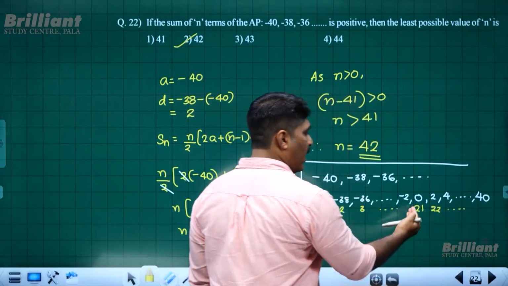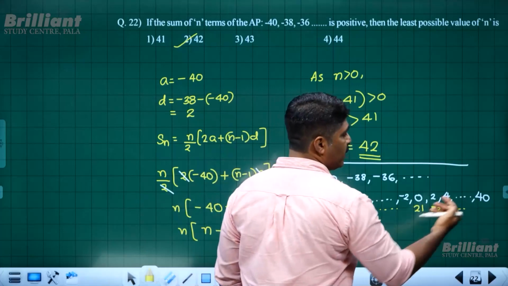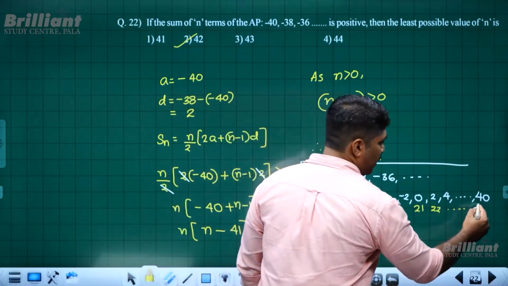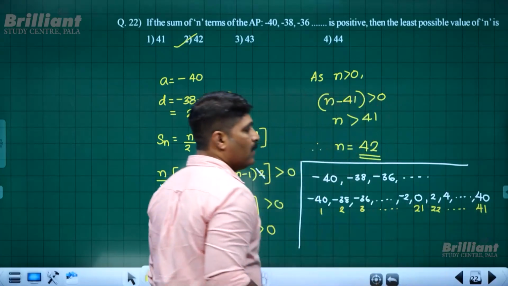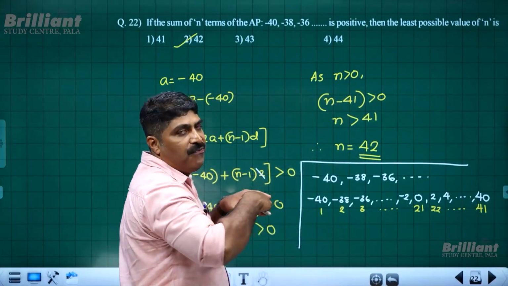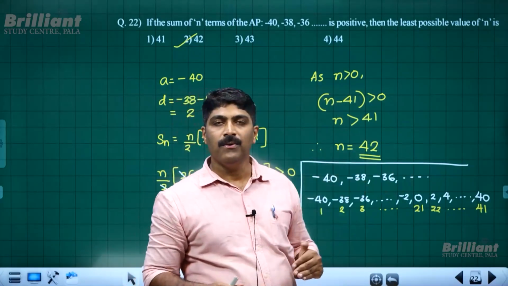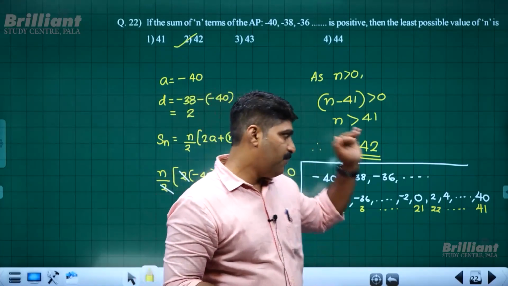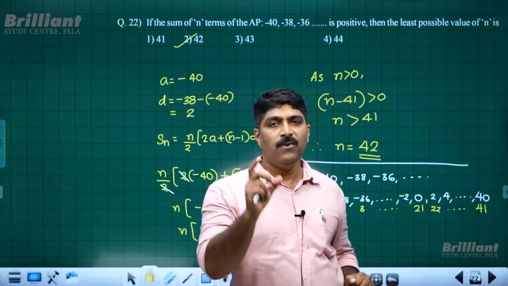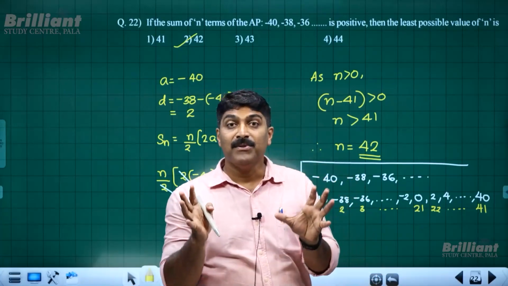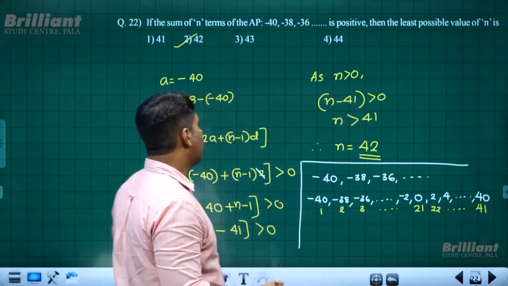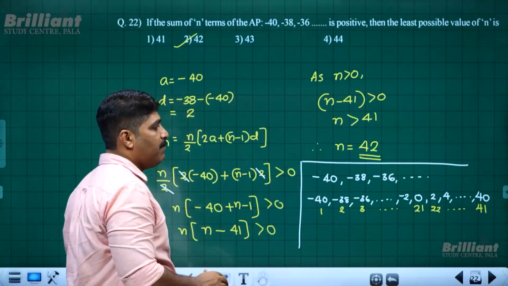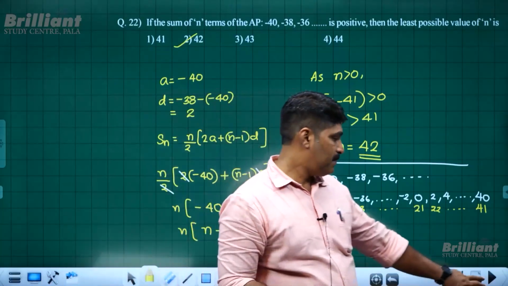Here there will be 20 terms, and here another 20 terms. So this will be the 41st term, and the sum of these 41 terms will be equal to 0. So the immediately next term we have to consider, that is the 42nd term. Only then will the entire sum become positive. Therefore we require 42 terms in this arithmetic progression for keeping the sum positive.